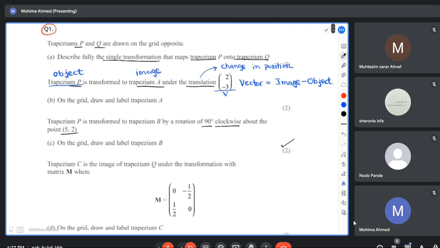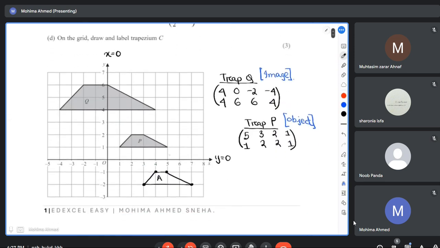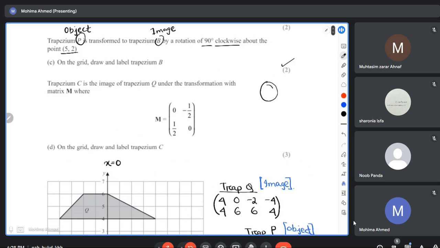They were saying that P was transformed to B, right? That means P is the object and B is now the new image. It was transformed by a rotation of 90-degree clockwise from the point 5, 2. So let's first find out what point 5, 2 was. 5, 2 is this position. This is the center. With this center, the object was supposed to be rotated in a clockwise direction. Always remember, clockwise is the direction in which the clock moves, right? This is the clockwise direction.